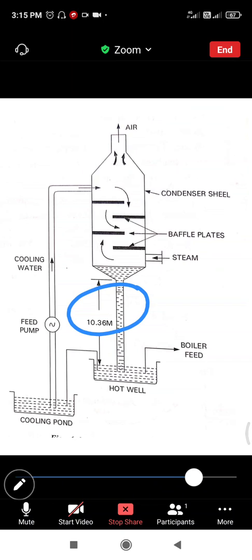What are the disadvantages? It requires a circulating pump to lift cooling water to the top of the condenser. There is a requirement of a circulating pump.